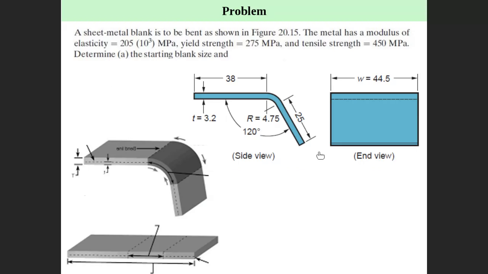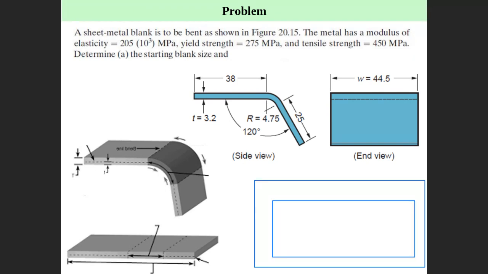Okay, let's take an example. Let's read it together and understand. A sheet metal blank. What is that sheet metal blank? This part is obtained from a blank. Initially we have a big sheet, and then we blank some area inside. This blanked area is this one.